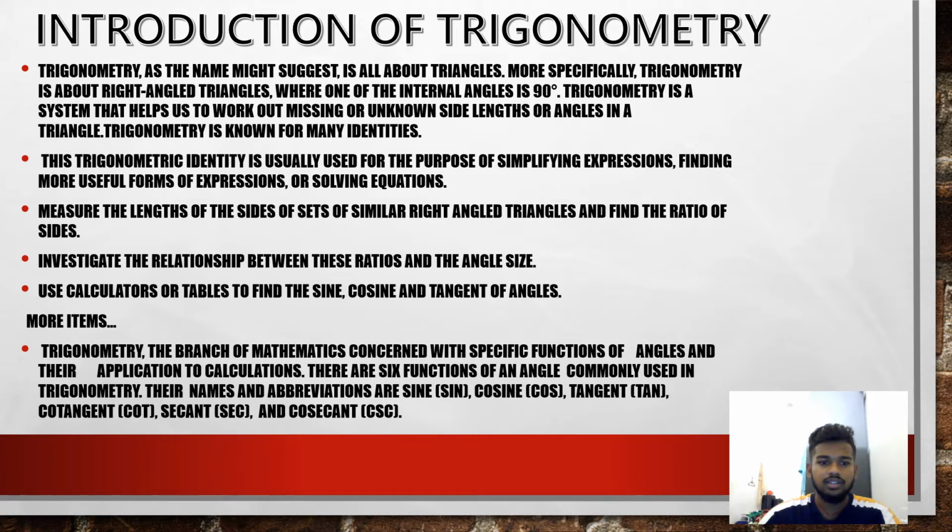It uses calculators or tables to find the sine, cosine and tangent of angles. Trigonometry is the branch of mathematics concerned with specific functions of angles and their application to calculations. There are 6 functions of angle commonly used in trigonometry. Their names and abbreviations are sine, cosine, tangent, cotangent, secant and cosecant.